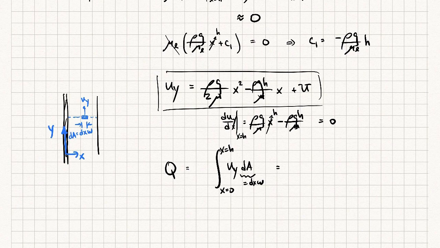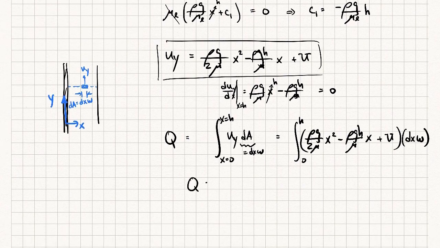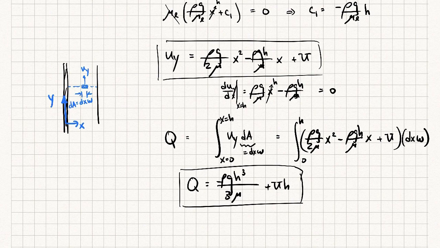Okay, so I can just substitute in rho g over 2 mu x squared minus rho g h over mu x plus capital U. That's going to be multiplied by dx times w. w is the distance in and out of the page, and then I have to do that integral. And if you do that and work it out, I won't go through the steps here, but it'll come out to be minus g h cubed. Oh, there's a rho there as well. Minus rho g h cubed, all divided by 3 mu, plus U h. So that's what you'll get for the volumetric flow rate.